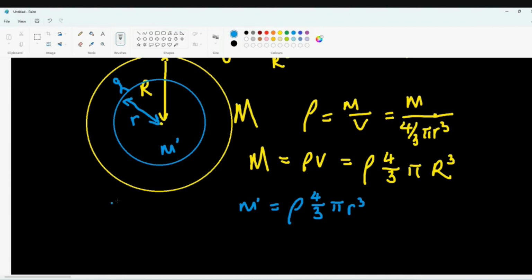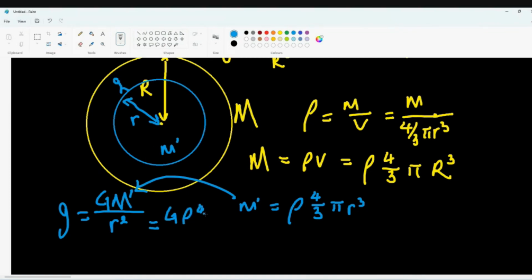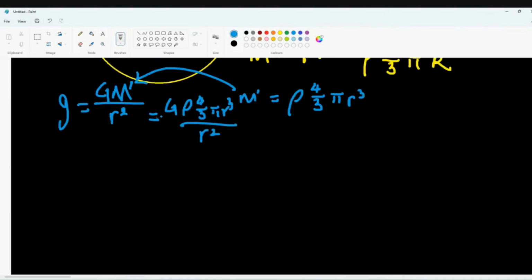According to this, we substitute back to find g, which equals Gm over R squared, where now it is a smaller m over the smaller R squared. So when we substitute this mass into this formula, we will have g equal to G, density, 4 over 3 π, R cubed over R squared.